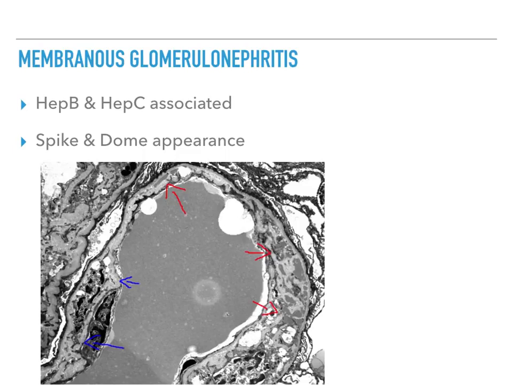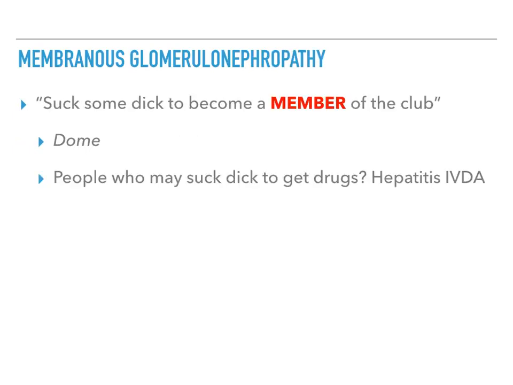Just know these associations. The mnemonic here is kind of crude, so heads up for some of you politically correct flowers who are sensitive to everything. But the mnemonic is suck some dick to become a member of the club. So basically, to become a member of the club, you got to suck some dick. Well, when you give somebody dome, that's the street word for saying that you're sucking on their penis, right? You're giving them a blowjob. So spike and dome. You want to be a member of the club.